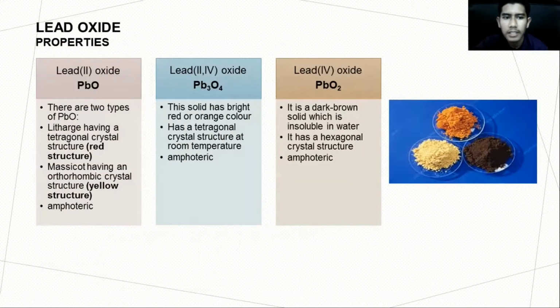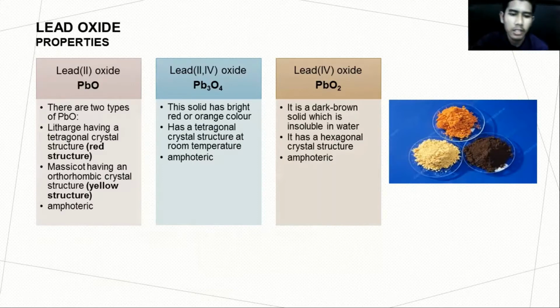Next is lead. The first one is lead oxide. There are two types of lead oxide, which are litharge and massicot. Litharge has a tetragonal crystal structure and massicot has an orthorhombic crystal structure. Next is lead tetraoxide. This solid has a bright red or orange color and has a tetragonal crystal structure at room temperature. Last is lead dioxide. It is a dark brown solid which is insoluble in water and has a hexagonal crystal structure.